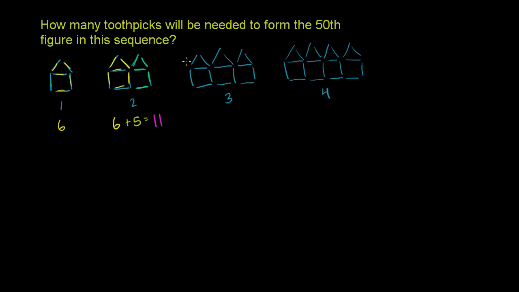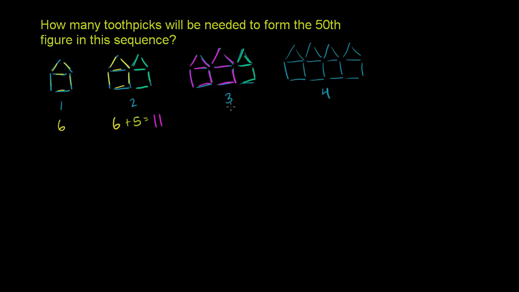And then when we go to the third figure, it looks just like the second figure. So it has the 11 toothpicks, the 1, 2, 3, 4, 5, 6, 7, 8, 9, 10, 11, just like the second figure. And then they add some more. They add 1, 2, 3, 4, 5. So it looks like every time you draw another house, because it can share a wall with the previous house, or share a toothpick with the previous set of houses, you add 5 toothpicks.